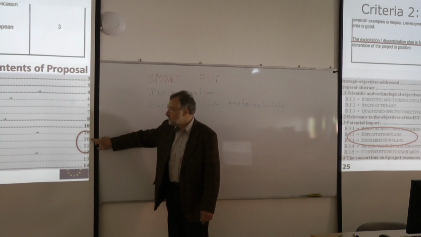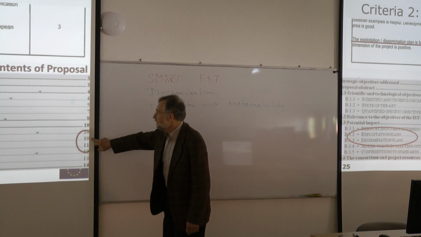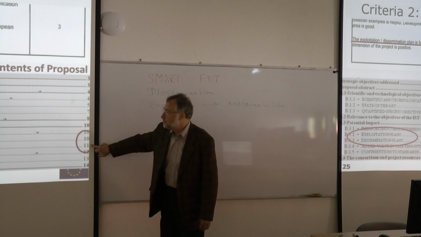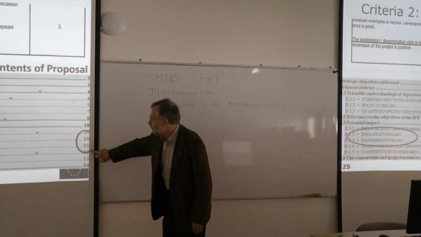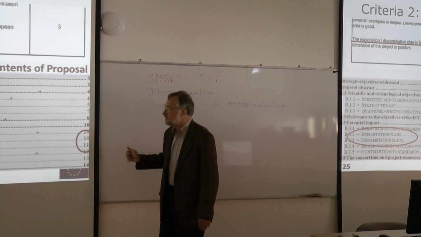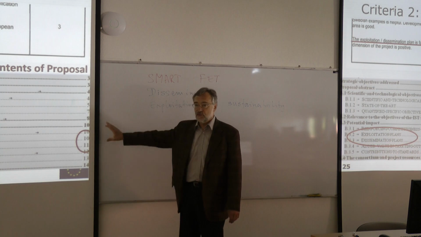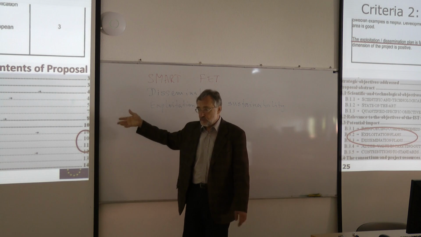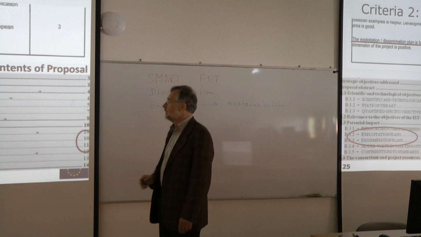Look at the table of contents, the page numbers. On page number 10, we have exploitation plans. On page number 11, dissemination plans. On page number 12, the next one follows. This means just one page for all of this for a consortium of, let me say, 6 partners, maybe.